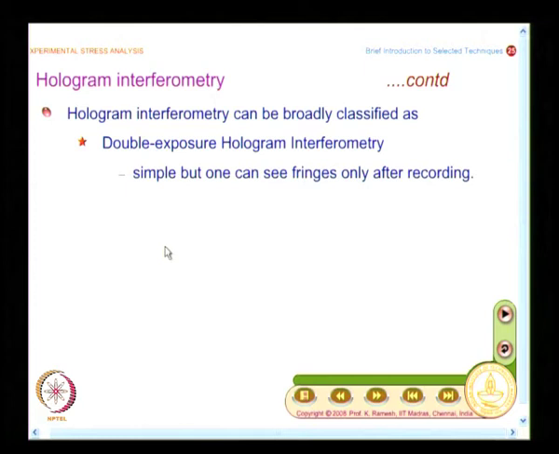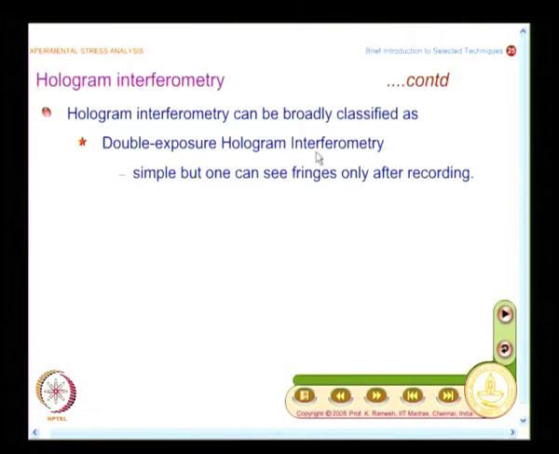One of the earliest techniques was double exposure hologram interferometry. The name itself suggests that you are going to have 2 exposures. When you have 2 exposures, you will not be able to see the fringes in real time, because you have to post process these exposures, only then will you be able to see the fringes.